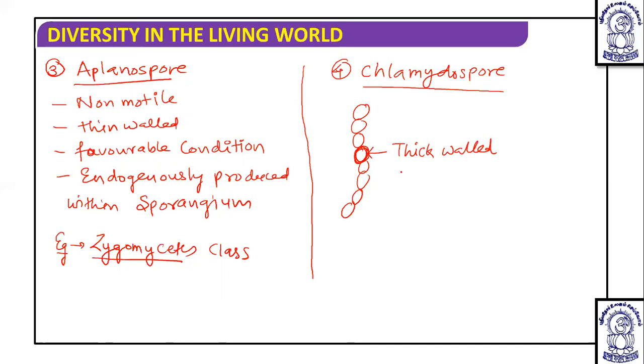Then this thick-walled resting spore is known as a chlamydospore. This thick-walled resting spore is formed to pass the unfavorable condition. So it is mainly formed in unfavorable condition, and in that this particular fungus is going to pass this unfavorable condition. Because of this, these are also known as perennating spores.